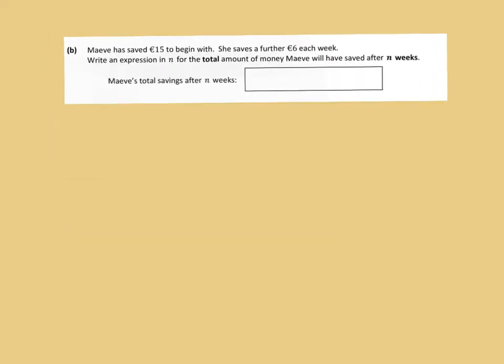Okay, so have a go at this question. Maeve has saved €15 to begin with. She saves a further €6 each week. Write an expression in N for the total amount of money Maeve will have saved after N weeks.